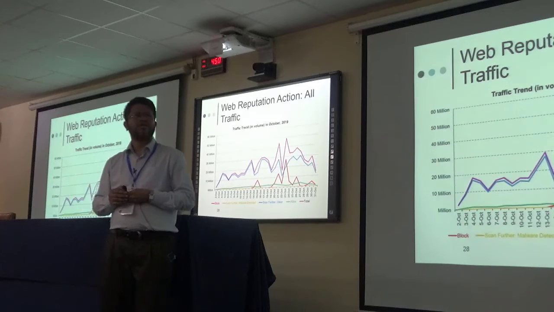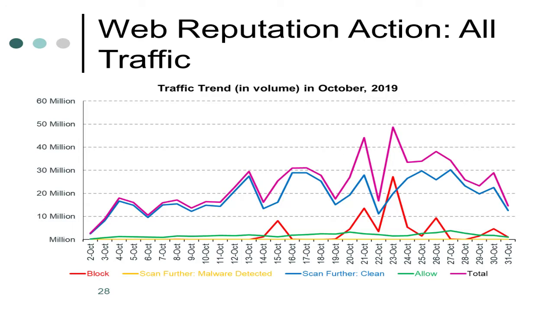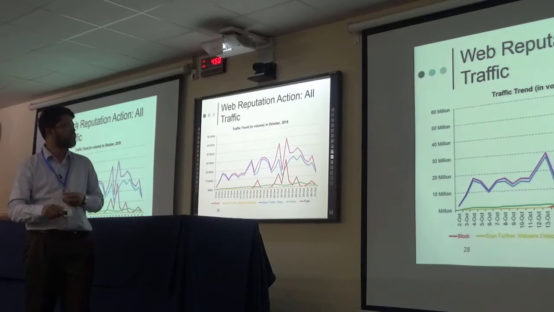So for all cases, this is the total scenario of the four different types of packets that we see. This is for October only. As you can see, the allowed is almost similar. Scan further is normal, and block traffic is increasing a lot. There is a change in the block traffic, which is causing the total to change as well.